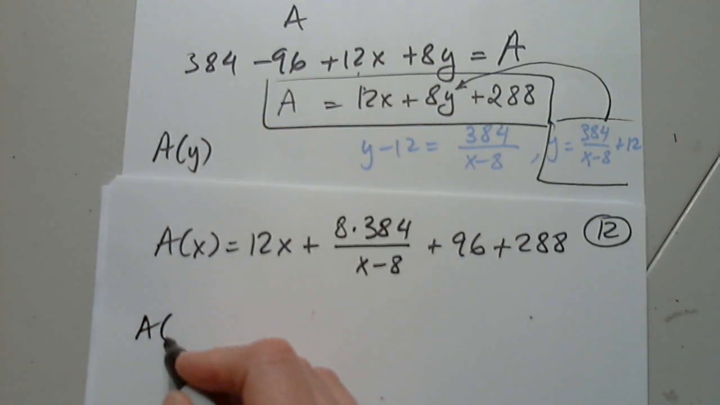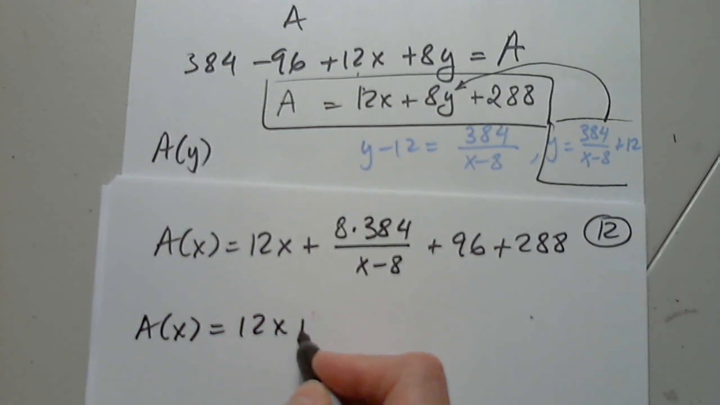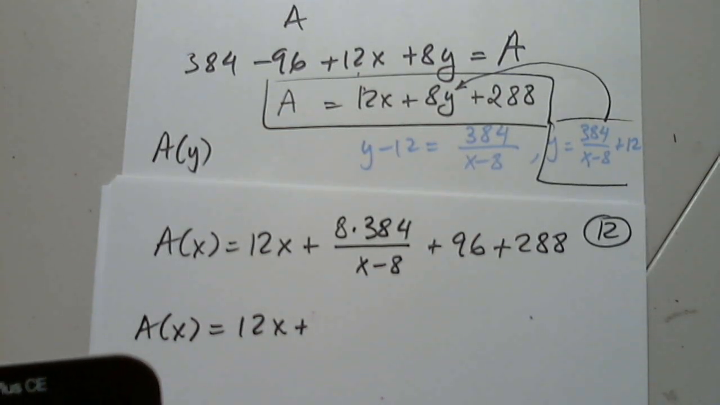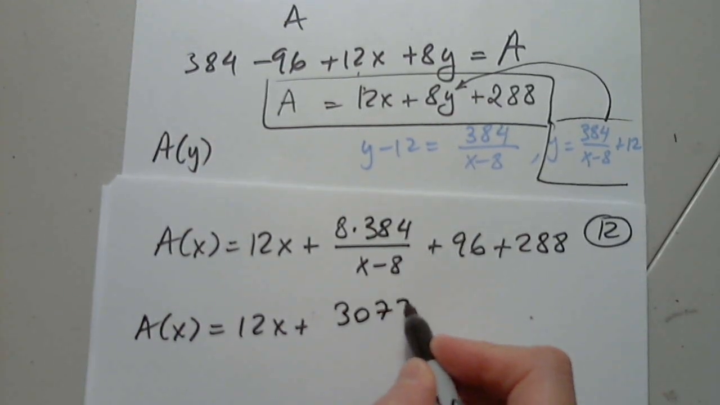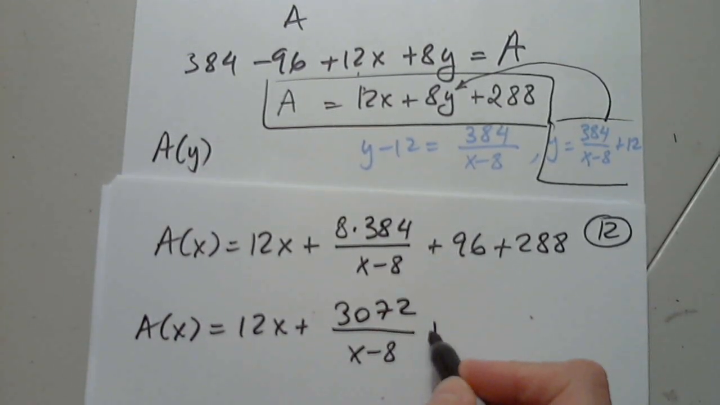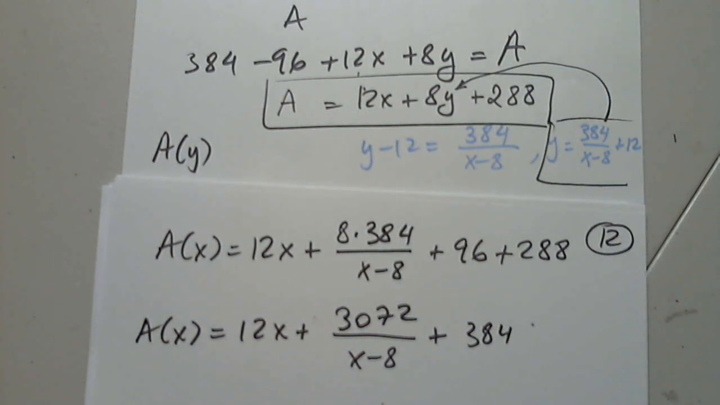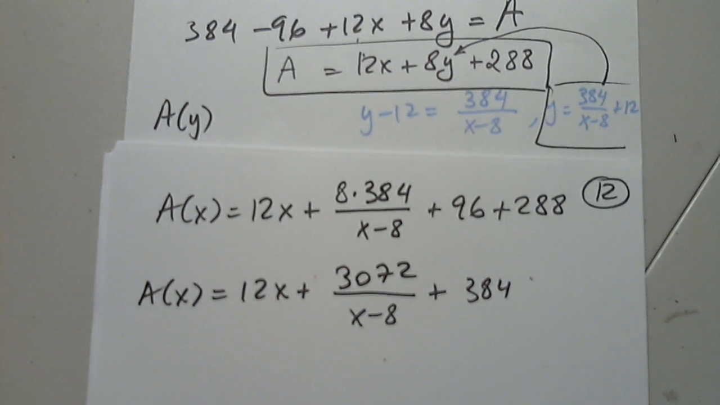So then A of x is 12x plus, I just want to quickly multiply those. So 384 times 8 is 3072 over x minus 8. And plus this number doesn't count because it will disappear in a minute. Of course, it's 384. Okay, so finally we have the function.